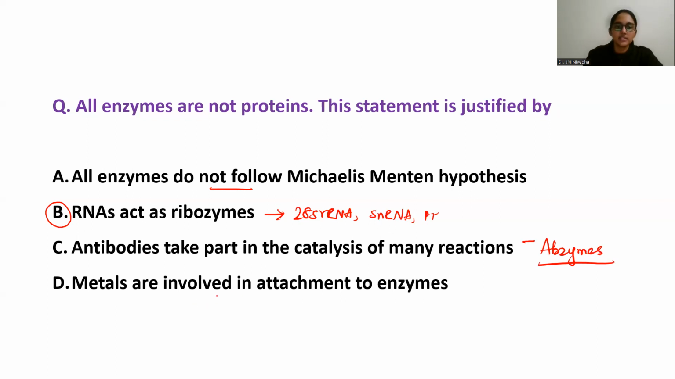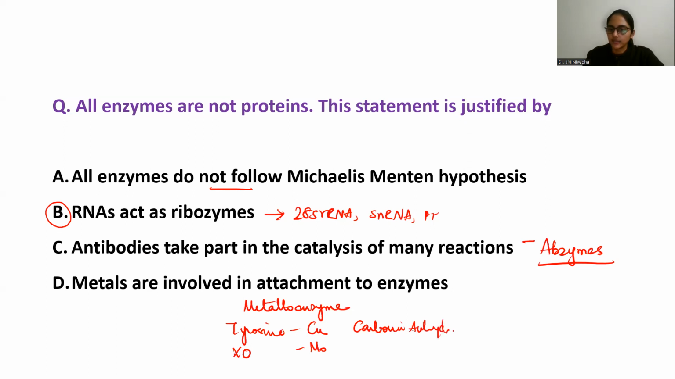Okay, and metals are involved in attachment to enzymes. You have something called the metalloenzyme. Yes, metalloenzyme. For example, tyrosinase. The enzyme tyrosinase has copper in it. The enzyme xanthine oxidase has molybdenum in it. The enzyme carbonic anhydrase has zinc in it. Okay, so these are metalloenzymes.